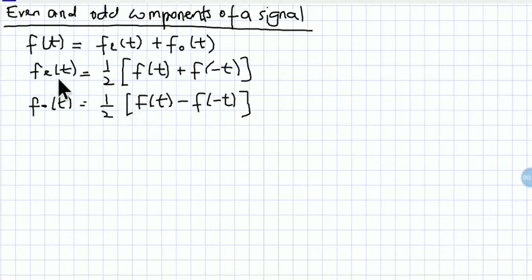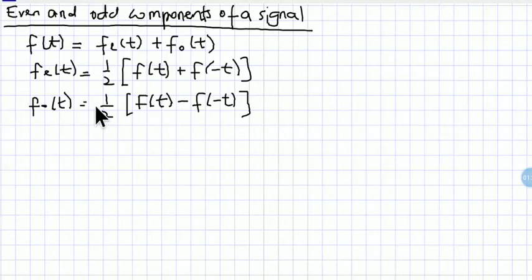So let's say we have any function, then we want to find the even component. From this equation, we can see that we already know f(t), the original signal. So let's say any signal f(t), we already know it. Then we need to find f(-t). Then from there, we can find the even and the odd component.